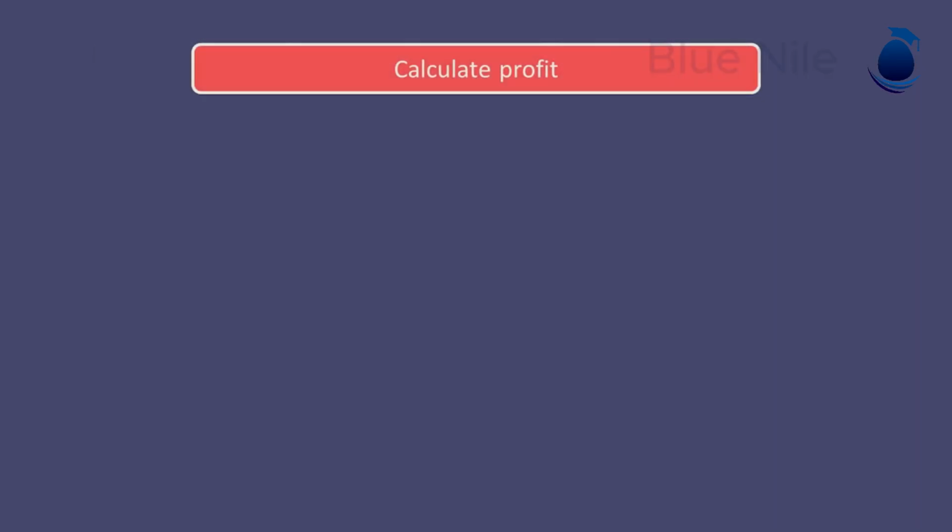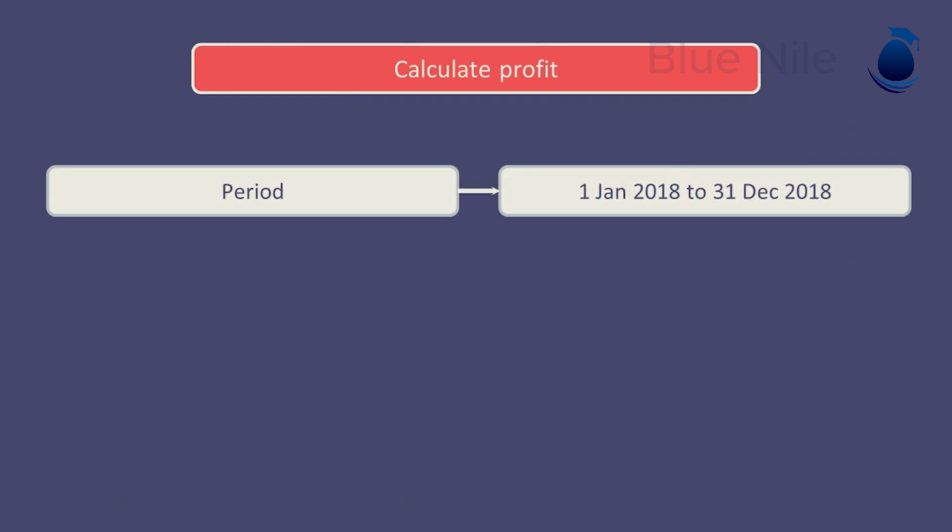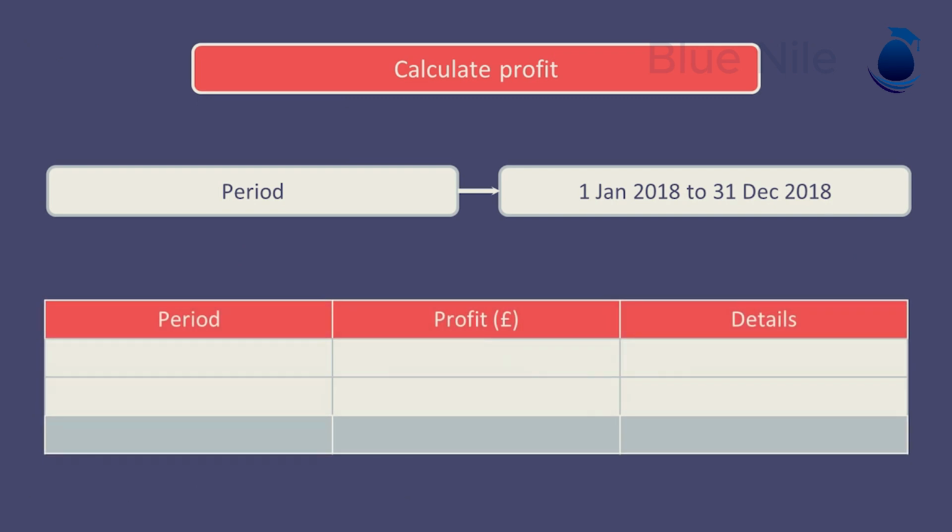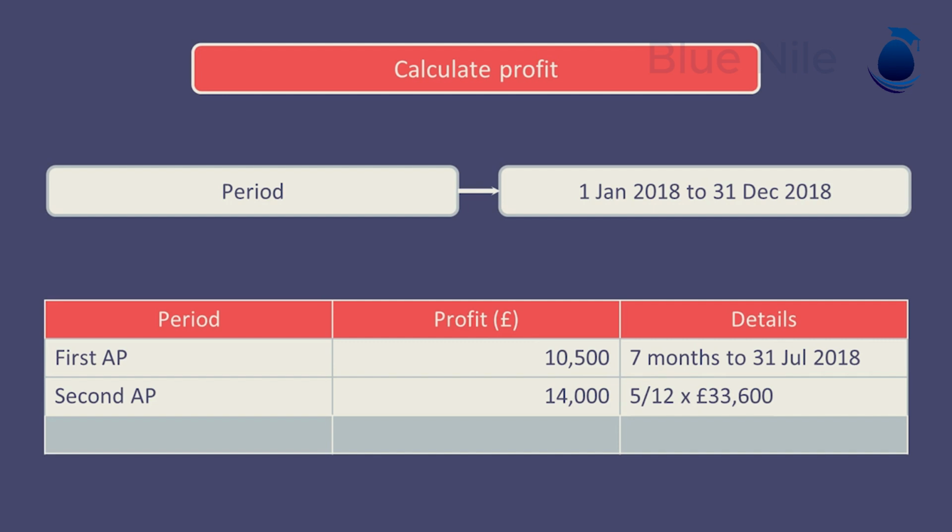What we want to do is calculate a profit for the period the 1st of January 2018 to the 31st of December 2018. To do this, we will include the whole of the £10,500 profit for the first accounting period, but we will then need another 5 months. This 5 months is part of accounting period 2 to the 31st of July 2019, so we will take 5/12 multiplied by £33,600 and include this in year 2 as well. The total income to show for 2018-19 will be £24,500.